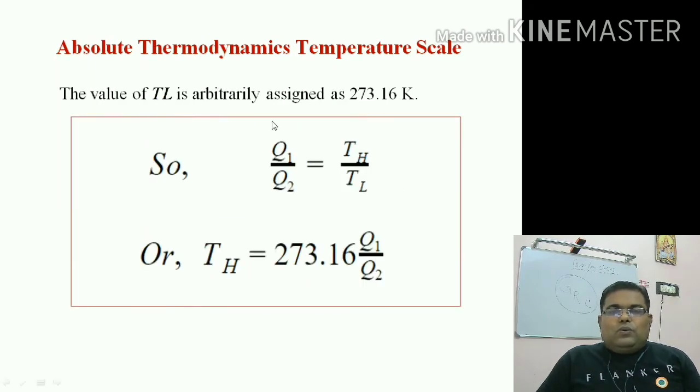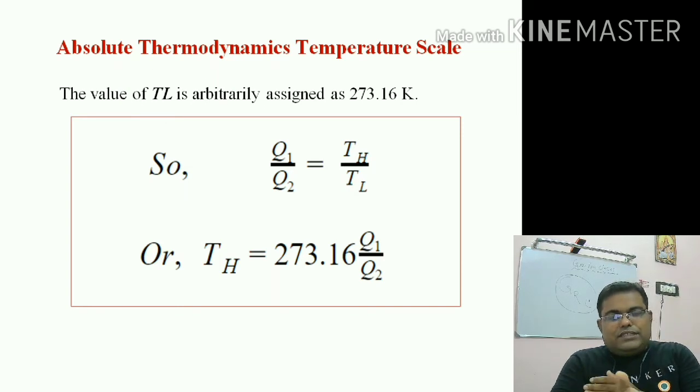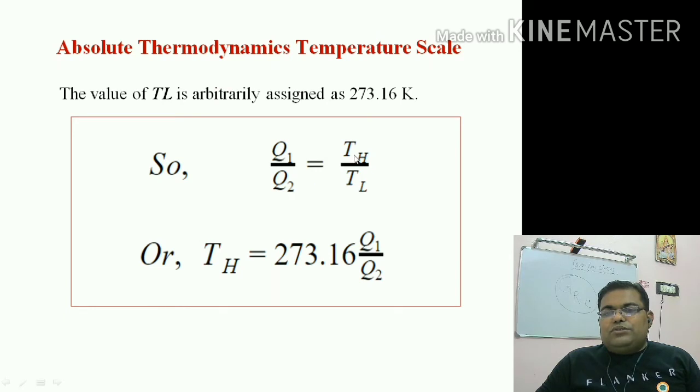All right. So we can now represent in terms of high temperature and low temperature, but in the absolute thermodynamic temperature scale, the reference value is the triple point of water, which is a fixed value 273.16. So lower temperature is arbitrarily assigned as 273.16. So we can say Q1 by Q2 is equal to T higher divided by T lower. If we substitute the value of T lower as 273.16, we can say T higher is equal to 273.16 times Q1 by Q2. This is a simple relationship you get to find out the temperature at any location.